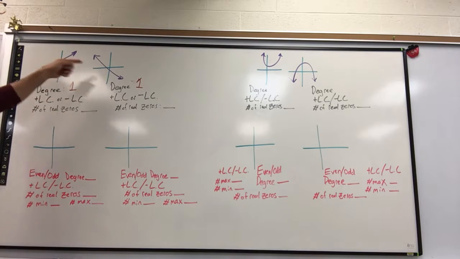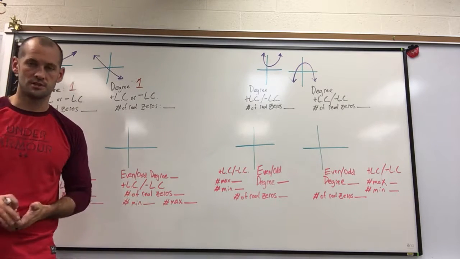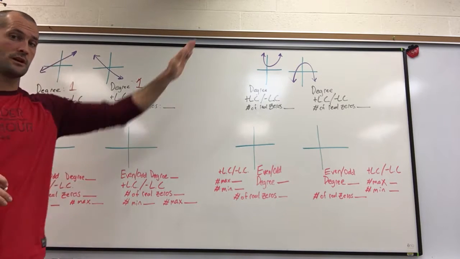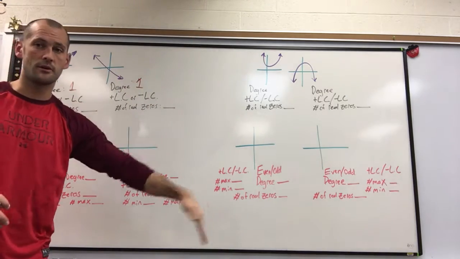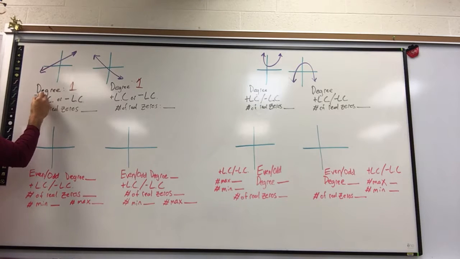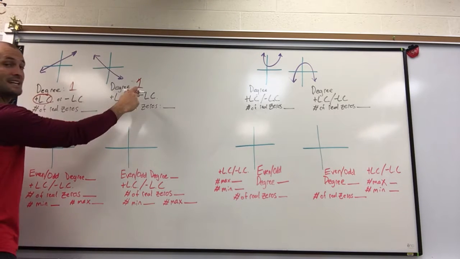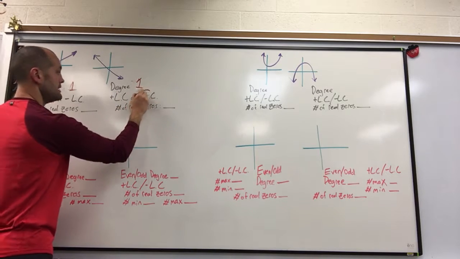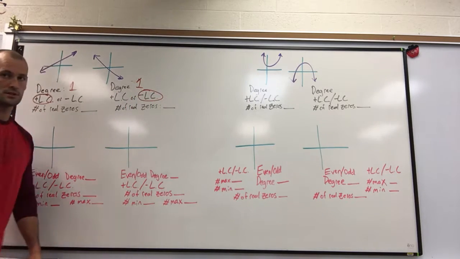Now, by looking at my lines, I can start to understand what the lead coefficient is. If it's a positive slope, it's going up. Negative slope, it's going down. So I can clearly see this first graph has a positive slope, so it has a positive lead coefficient. Second graph has a negative slope, so it must have a negative lead coefficient.